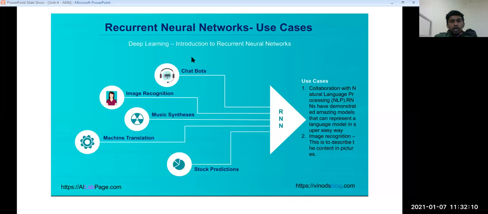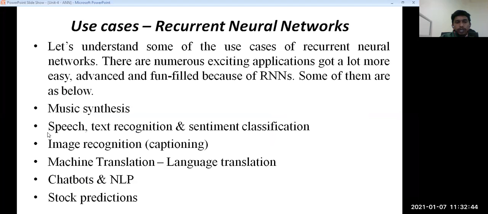So chatbot is one important application of recurrent neural networks, which continuously takes input from previously available data, and accordingly provides some output. Next, image recognition, as I said previously, to identify an image and provide some output. Next, music synthesis, machine translation, that is online textual translation, and stock predictions, looking into the data of the previous day. You can predict stock data using recurrent neural networks. So these are some of the use cases which we can discuss with respect to recurrent neural networks.